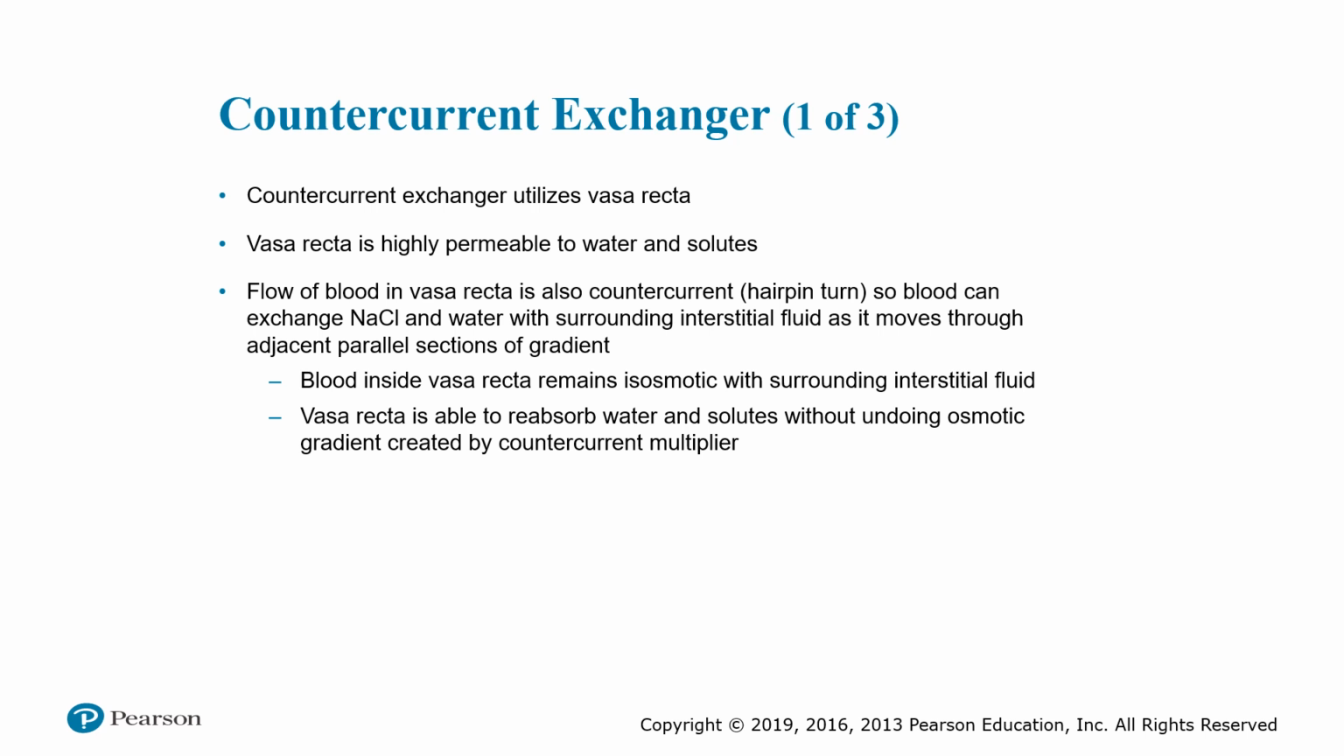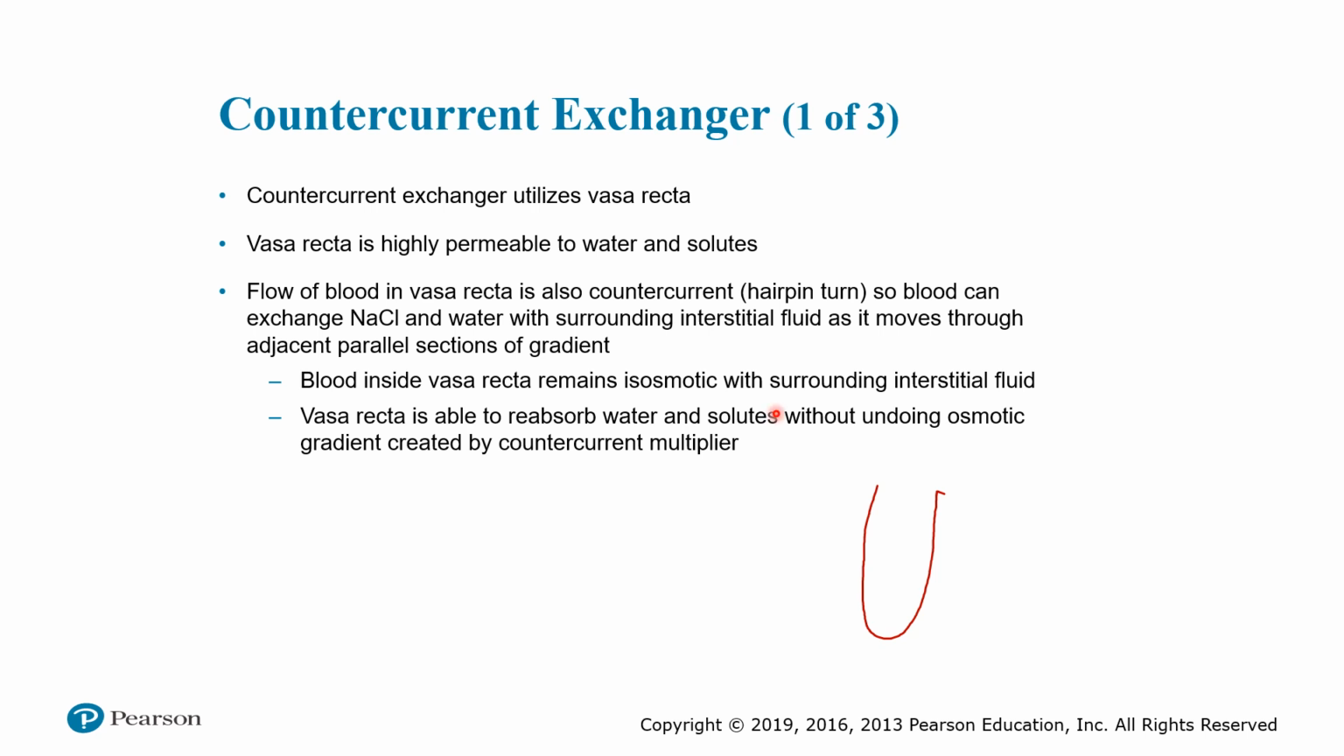It is also like a hairpin turn, just like in the loop over there. It means the fluid is flowing in the opposite direction. So blood can exchange sodium chloride and water with the surrounding interstitial fluid as it moves through the adjacent parallel sections of the gradient. Blood inside the vasa recta remains isosmotic with the surrounding interstitial fluid.